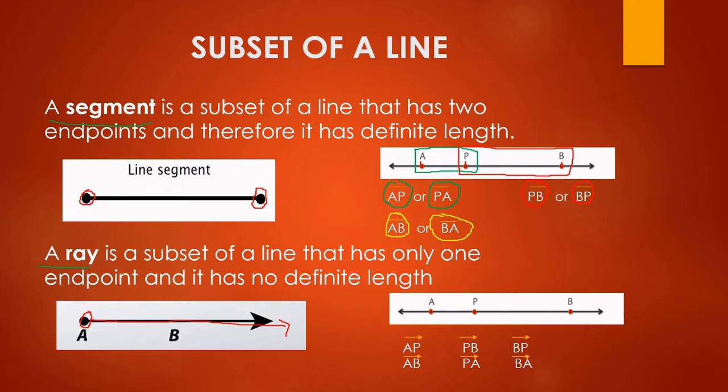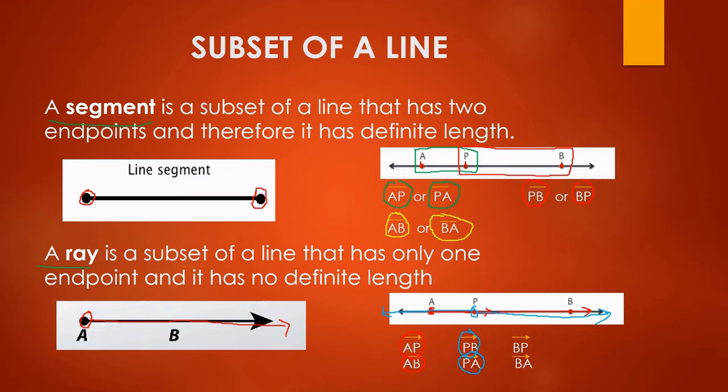Now, let us try point A. How many rays can you name out of point A? We have 2. Ray AP and ray AB. How about point P? How many rays can you name out of point P? So we have 2. Ray PB and ray PA.